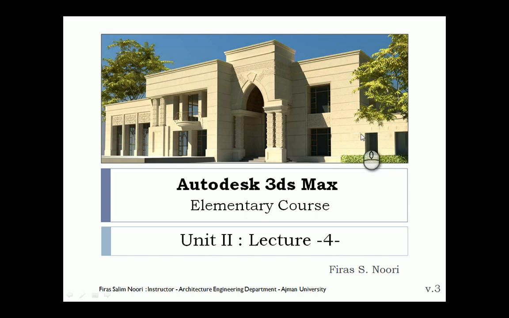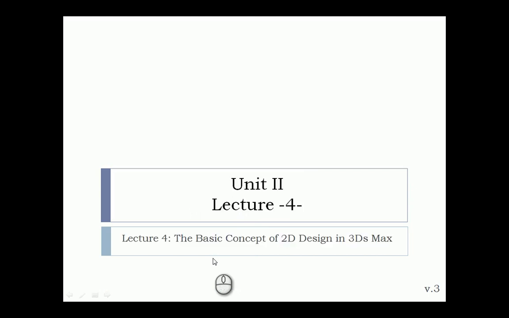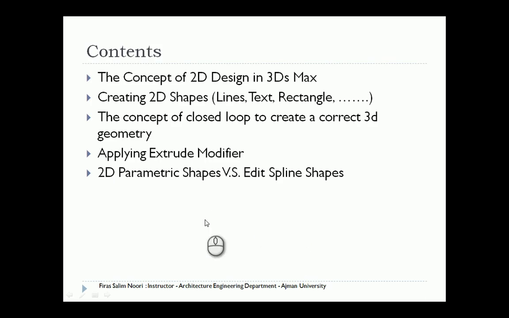This is the Autodesk 3D Studio Max Elementary course. In our Unit 2, Lecture 4, we are going to talk about the basic concept of 2D design in 3D Studio Max. So basically, in this lecture, we're going to have a quick introduction of the concept of 2D design and how we create those 2D designs, whether they are lines or text, and what the available types are.